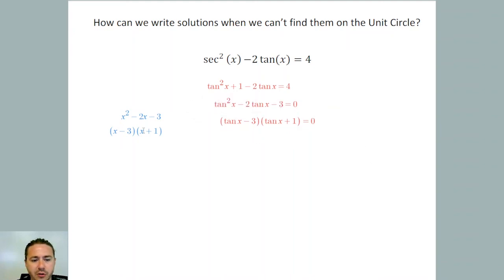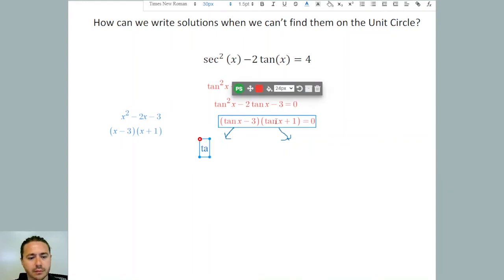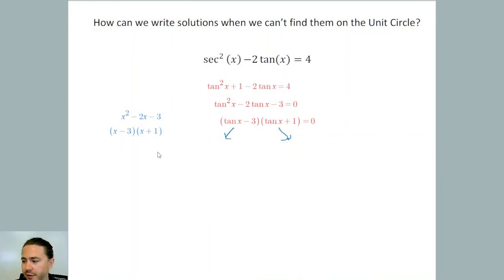All right, so we'll use the zero product property and set each one of these equal to 0. Oh, let's try that again. So we get tangent of x minus 3 equals 0 and tangent of x plus 1 equals 0. One of these we can just solve using our unit circle, but one of these we're not going to find on the unit circle. So you could probably already see which one it's going to be.